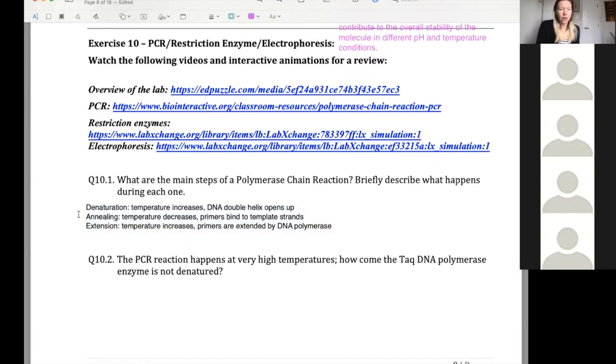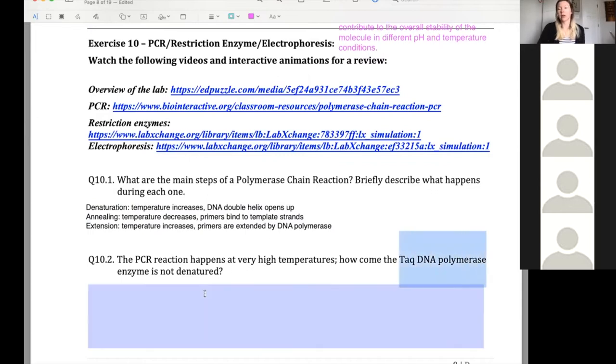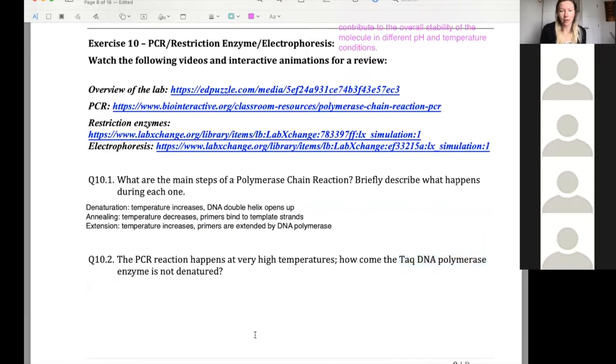So the temperatures that the PCR reaction occurs in are pretty high, pretty elevated. But the special thing about this Taq DNA polymerase is it's not denatured at these high temperatures. It's able to repeatedly extend those primers. So why is it so resilient and so resistant to heat? Because in its natural environment, it's in the hot springs. Yes, exactly.